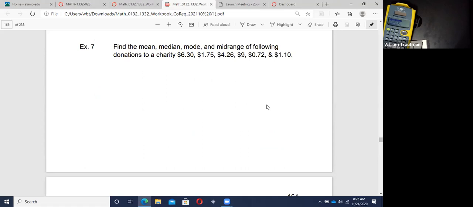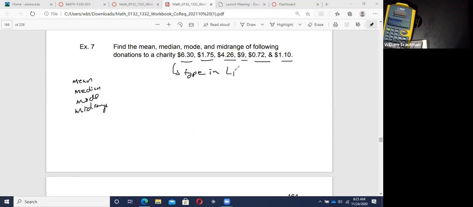So here they want us to find everything. They want us to find mean, median, mode, mid-range. So I'm going to find mean and median using my calculator. I'm going to type all this into list 1 on my calculator.